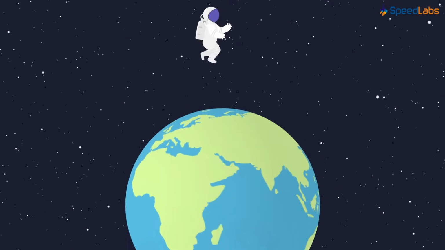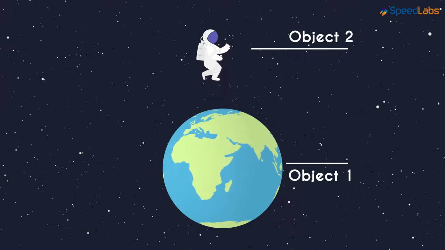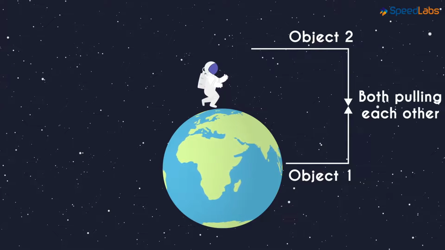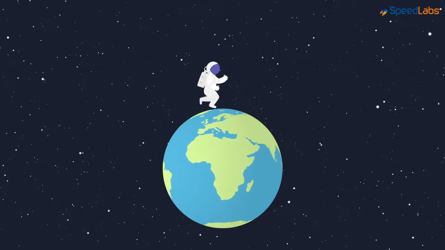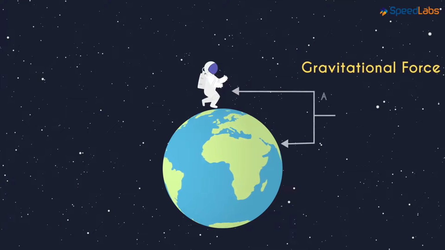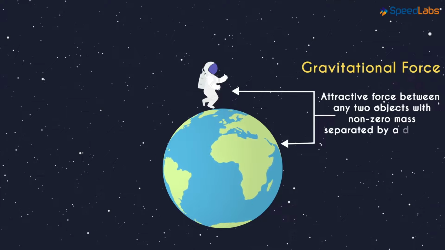In the case of Earth and a human being, the Earth is one object and the human being is another. Both are pulling the other towards themselves. But why does this happen? If you do a lot of research onto what gravity really means, you may find out that gravity is not actually a force and it's just an illusion. So for now, it's enough to know that gravitational force is just the attractive force between any two objects with non-zero mass separated by a distance.